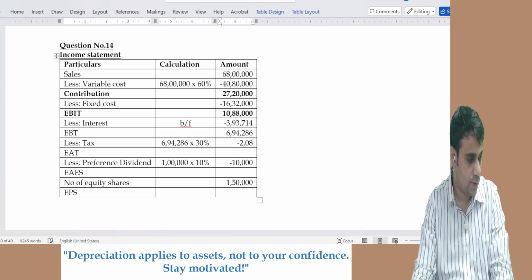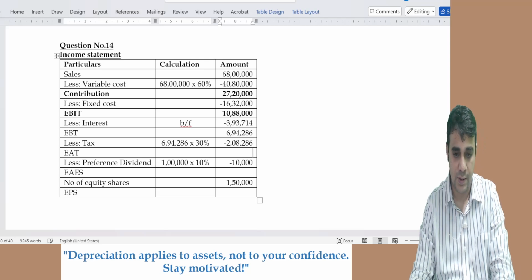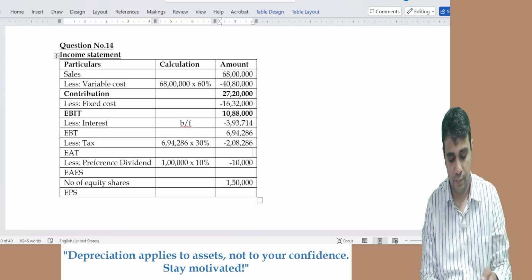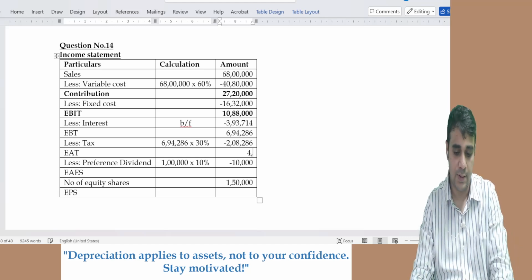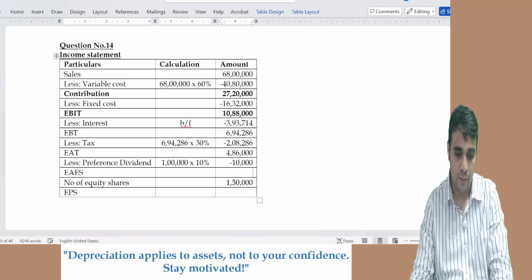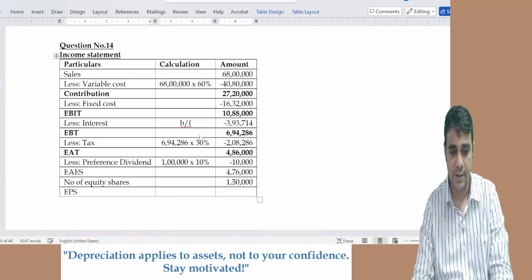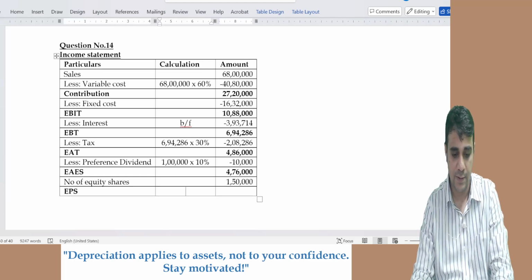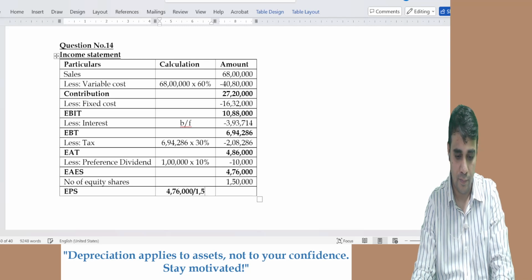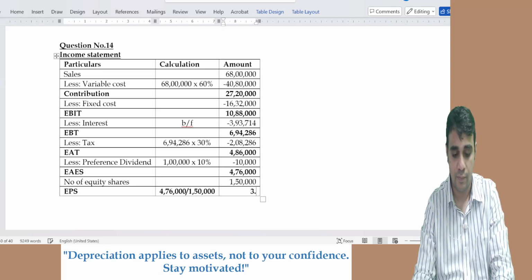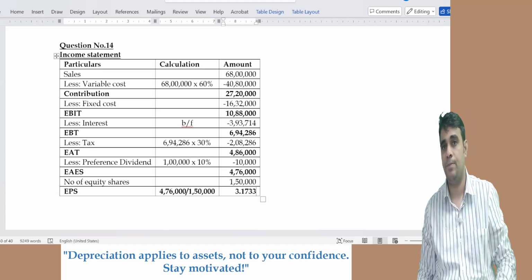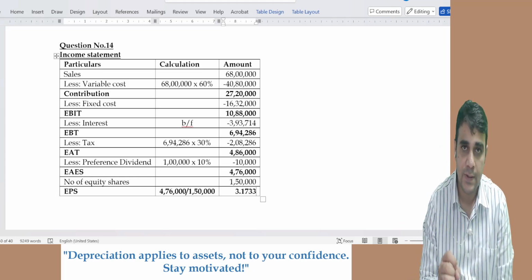2,08,286. 4 lakh 86,000, 4 lakh 76,000. Once that part is completed, beyond that it is just a formality. You have to divide by 1 lakh 50 for the EPS. 3.1733. Clear? So the question wanted EPS, which is done.